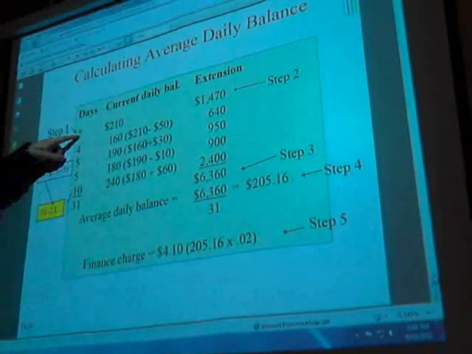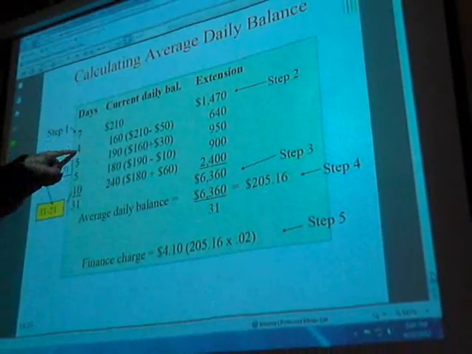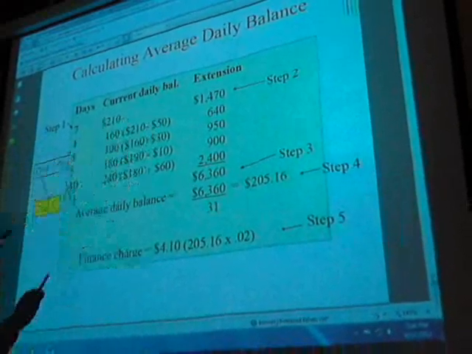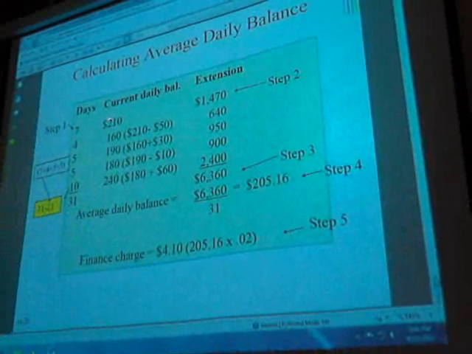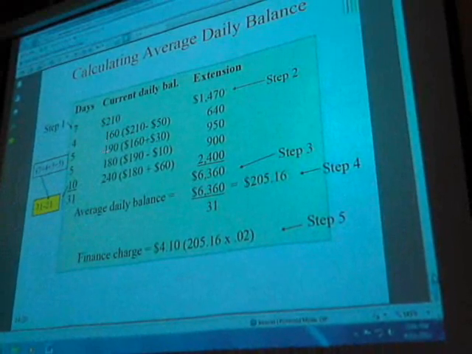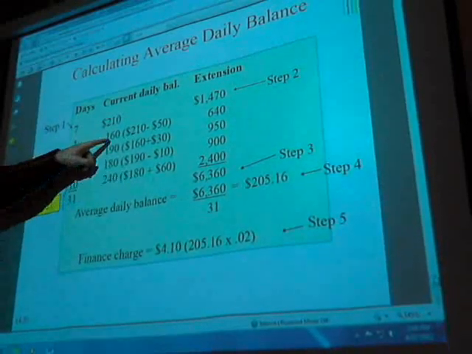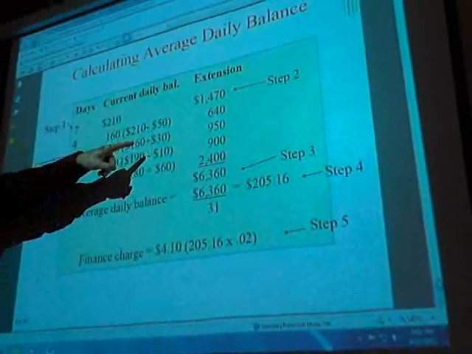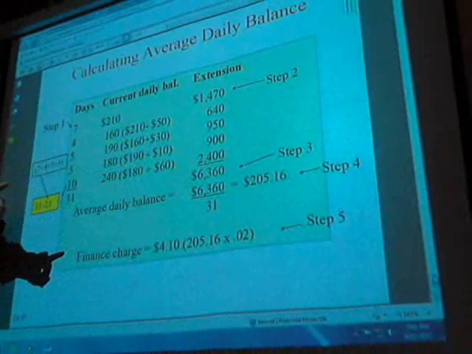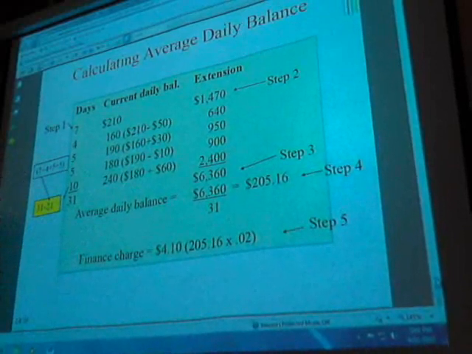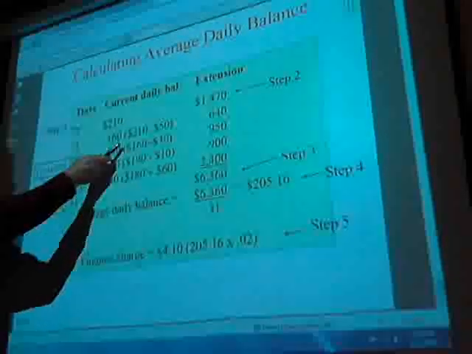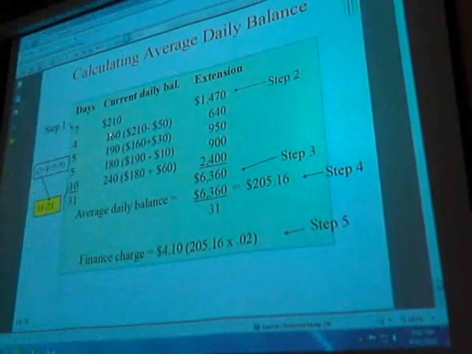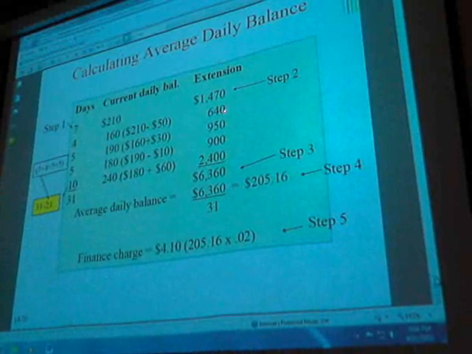What happened? It was 4 days later that we made a $50 payment. So we subtract 50 from the previous balance and we get 160. Now take a close look at this. This is not 160 times 210 minus 50. I'm just making sure you see that: 210 minus 50 equals 160. That's what it's showing. So 4 times 160 is 640.